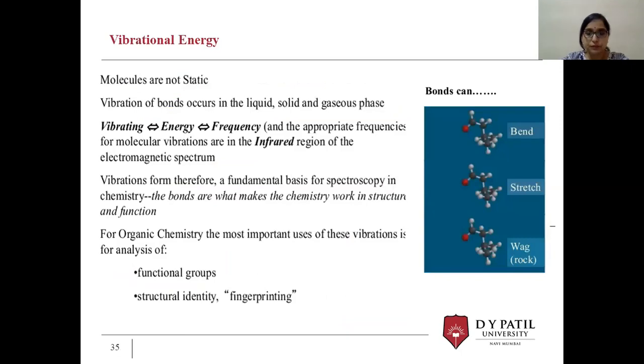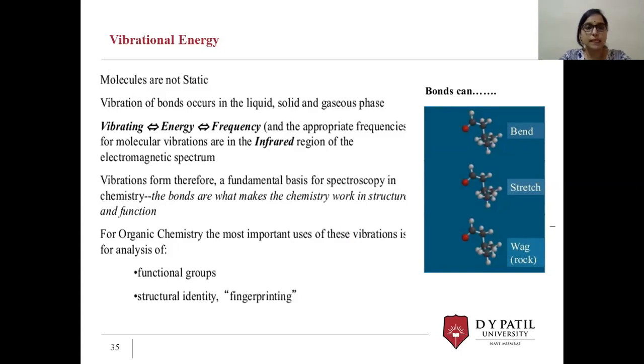Vibrational energy. Now, we have come across a lot of different terms like bending, stretching, or wag, that is, rocking of a bond. So what are these? These are the vibrational forces involved in particular molecules. We know that vibrations are related to energy, and energy is related to nothing but frequency. The appropriate frequency for molecular vibrations is in the infrared region of the electromagnetic spectrum. Vibrations, therefore, form a fundamental basis of spectroscopy.